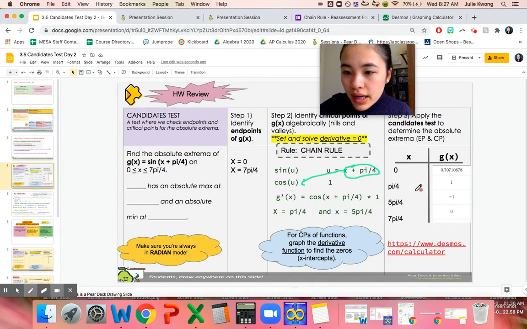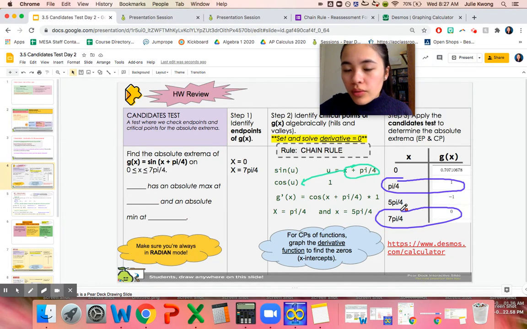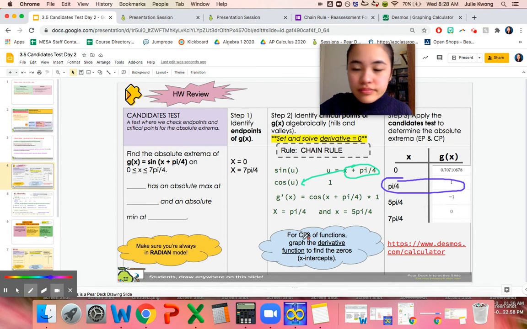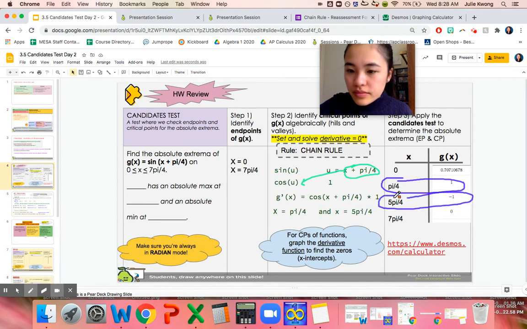Yes, so our absolute max is going to be at pi over 4, and our absolute min is going to be at 7 pi over 4. Oh, wait, nope, just kidding. Our absolute min is going to be at 5 pi over 4, since negative 1 is smaller than 0. Okay, so go ahead and write that in here. G of x has an absolute max at x equals pi over 4, and an absolute min at x equals 5 pi over 4. And if we asked about value, you would tell us the y value, and you can always add that to your sentence.